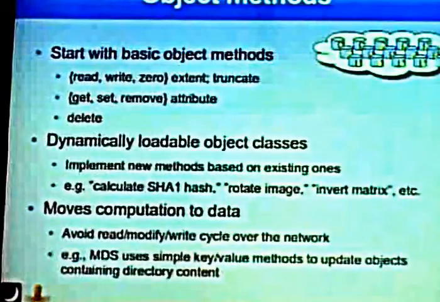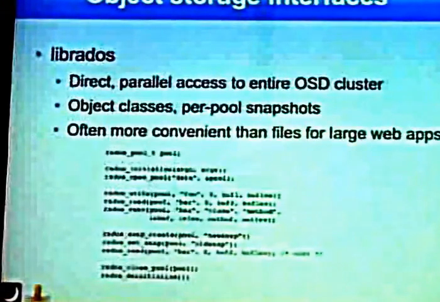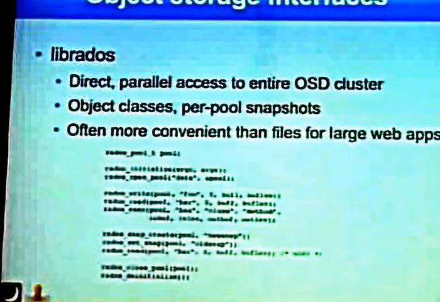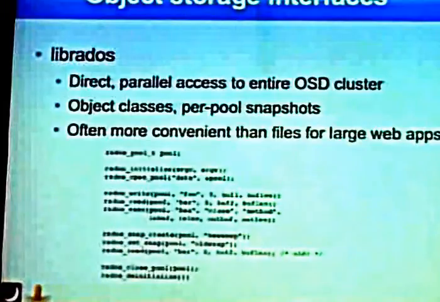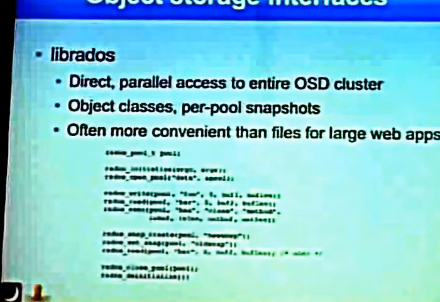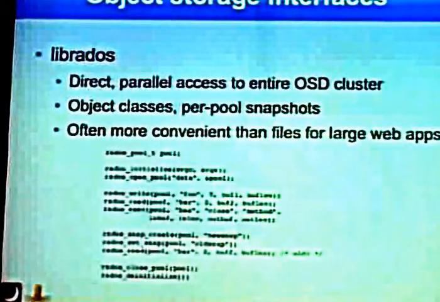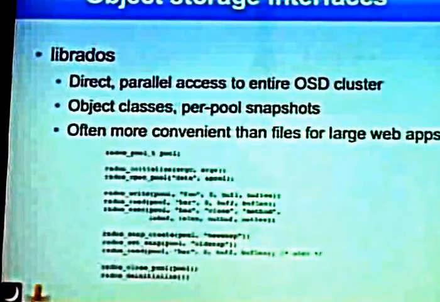And that avoids requiring the metadata server to read all that data in, make a small change, and write it back out. And there are a number of interfaces that applications can use to interact with this basic object storage system. There's this librados library that thinly wraps the internal interfaces and gives you direct parallel access to this entire object storage cluster. It gives you access to the object classes and to a simple snapshotting mechanism, which in the case of many large web applications is actually a much more convenient paradigm for storing data.